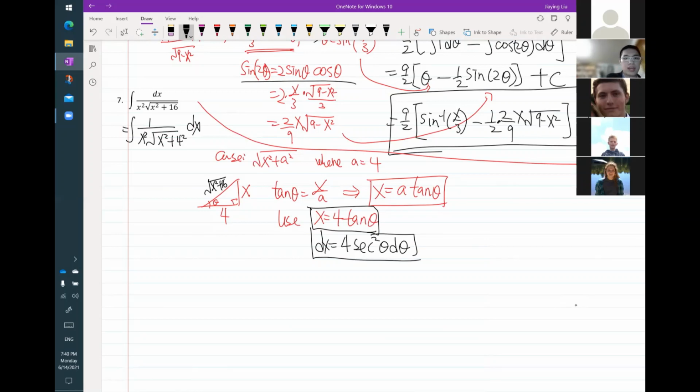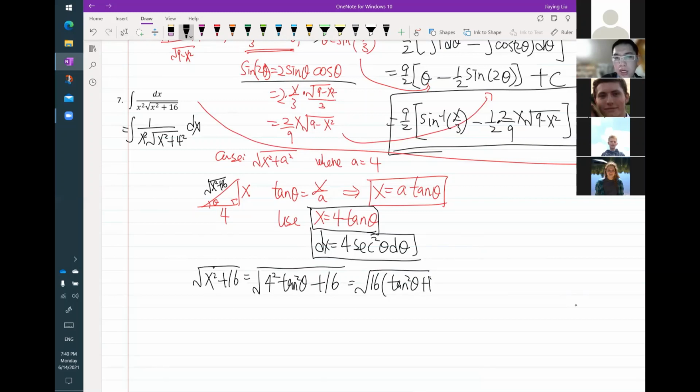And in the integral, I have a square root of x squared plus 4 squared, or square root of x squared plus 16. You can do it all together. Just like Sam said earlier, we can say square root of x squared plus 16 becomes square root of x squared, where x squared is 4 tangent theta squared. So that's 4 squared tangent squared plus 16. Then we can take out a 16 inside the root. So you get square root of 16 times tangent squared theta plus 1, and that's secant squared. So square root of 16 secant squared. Taking the square root, that's a 4 secant theta, absolute value.